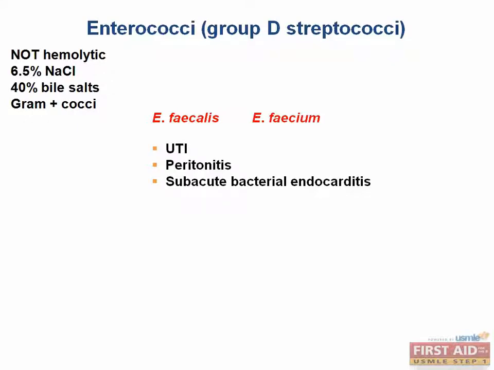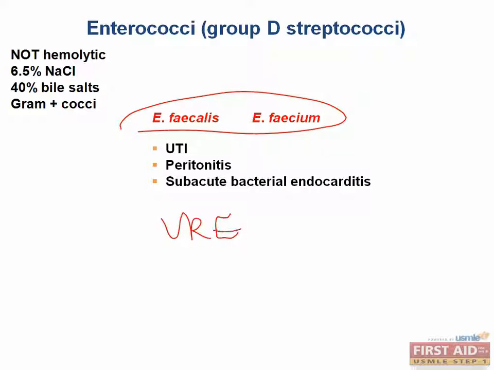UTIs in catheterized patients, post-surgical peritonitis, and subacute bacterial endocarditis. These are all common infections caused by these two organisms. Vancomycin-resistant enterococci, or VRE, is an increasing problem in the hospital, found in approximately 20% of Enterococcus faecium isolates.